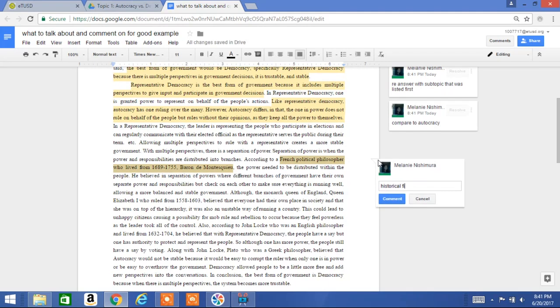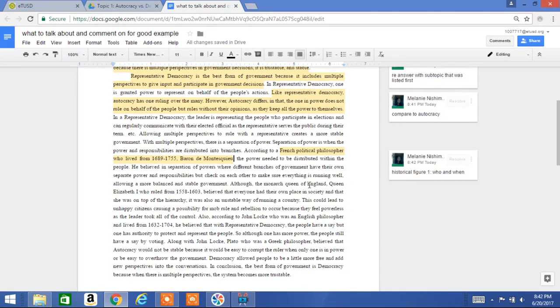When you use a historical figure, make sure to include who they are. For example, Montesquieu. Who is he? A philosopher? A writer? An actor? Mr. P would want you to include who they are and from when to when they lived.